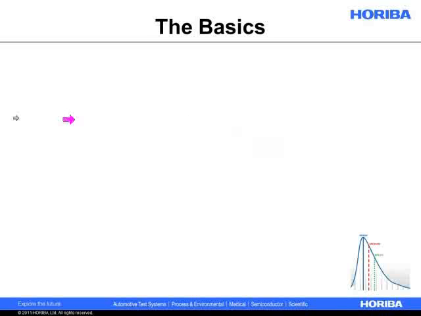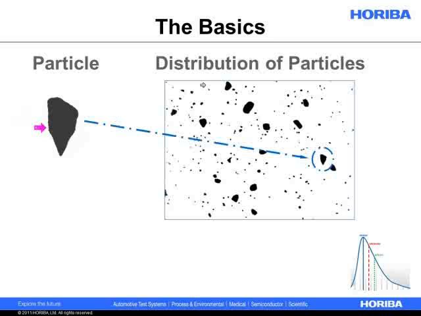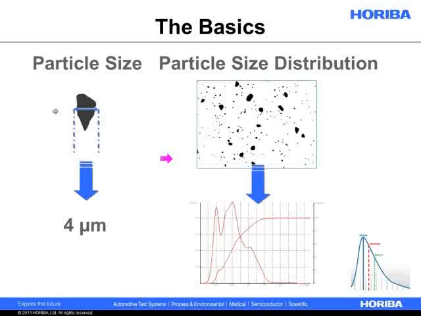So here are the basics. We have a particle. And the particle is very likely not going to be a sphere. It's going to be one of a distribution of particles. So this is really what most real-world samples look like. Many different shapes, many different sizes. And what that leads to is what we call a particle size distribution.